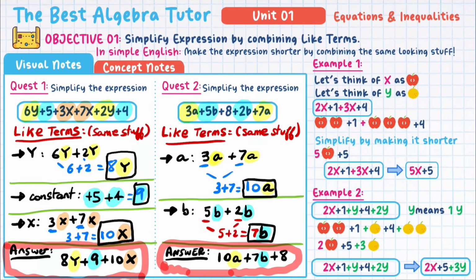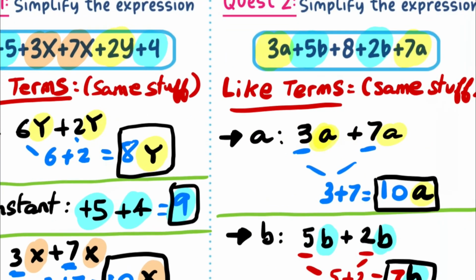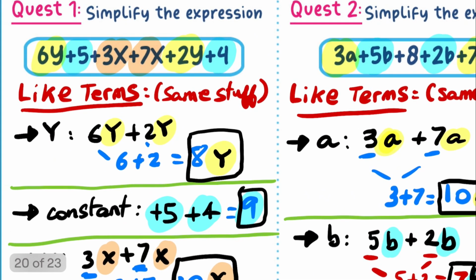All right, students, here are the answers. I know it looks super busy, but here it is. So for quest 1, the answer is supposed to be 8y plus 9 plus 10x. So do you have that? And then for quest 2, the answer at the bottom is supposed to be 10a plus 7b plus 8. So I'm going to zoom in a little bit so you can see it clearly.